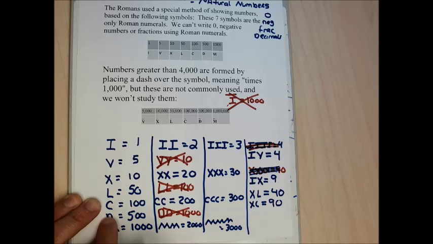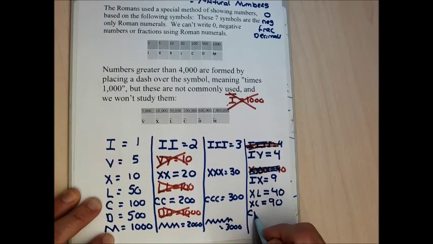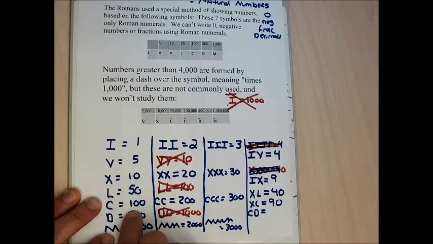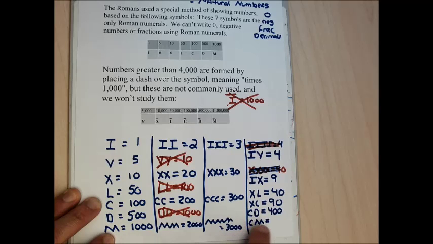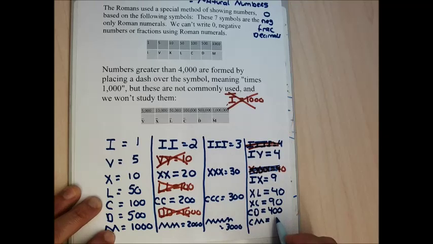If I put a C to the left of a D, this is a smaller number 100 to the left of a larger number 500. This means 500 minus 100, which is 400. And then if I put a C to the left of an M, this is a smaller number 100 to the left of a larger number 1,000. This means 1,000 minus 100, which is 900.